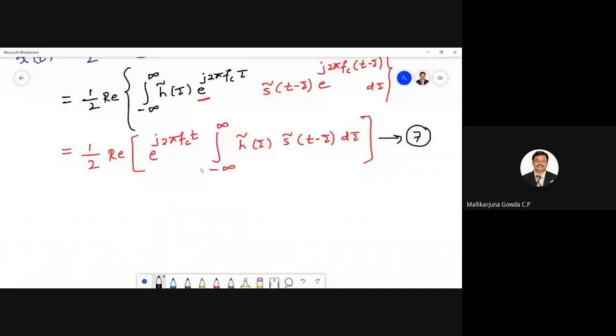Now just compare equation 3 and equation 7. Equation 7 is visible here. I hope you would have written equation 3. What is equation 3? x of t is equal to the real part of x tilde of t into e power j 2 pi fc t. Very good, that is the output of the bandpass system. So I expressed x of t in terms of its complex envelope. If I compare equation 3 and 7, what can you equate?